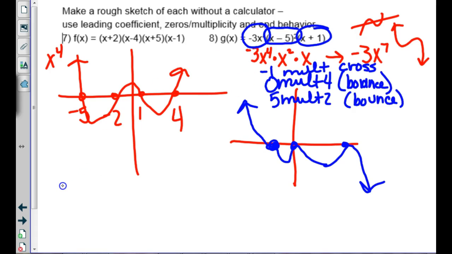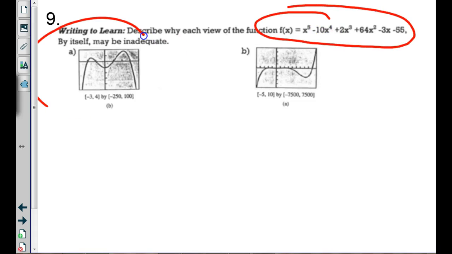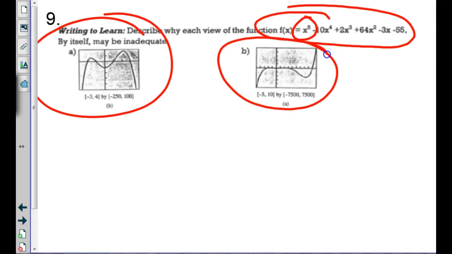All right. We're not going to do all of the ones on the next side. Tell me, if this is what I was typing in my calculator, why is this not a good graph? This is degree what? 5. So this is not showing degree 5 end behavior, right? Okay, this one shows degree 5 end behavior, but what's wrong with this picture?